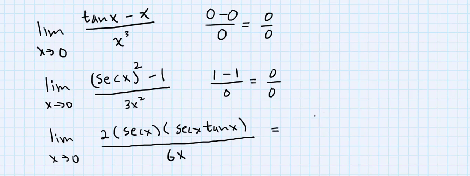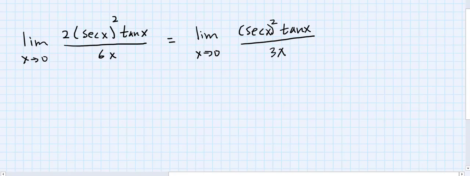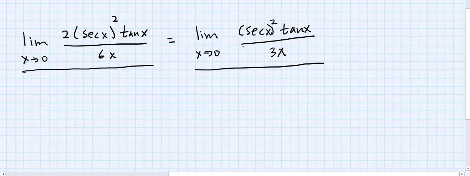Now when you simplify that, you are going to get 2 secant x, quantity squared tangent x, over 6x. Now, what happens when you plug in 0? Unfortunately, you get 0 over 0. So when we simplify, we could get rid of 2 and 6, and we get this right here. Unfortunately, when you plug in 0, you get 0 over 0 again. So we have to apply L'Hopital's rule.